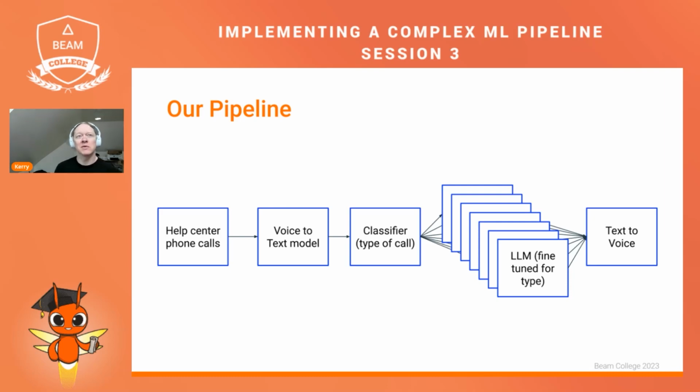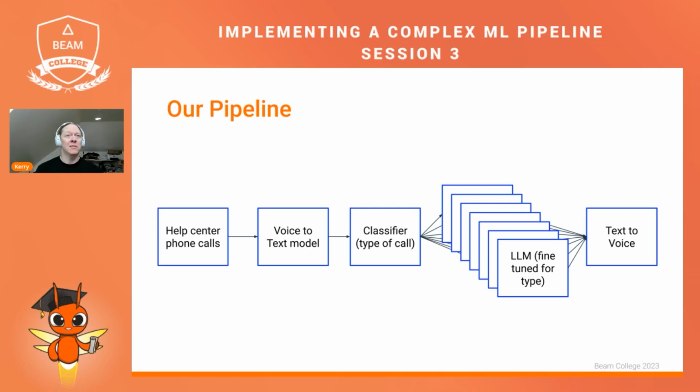And in real life, we would use an LLM fine-tuned for that particular use case. For this example, we're going to use probably a variety of LLMs that are not actually fine-tuned, but that's what we would do in real life. Then we'll take the output of those LLMs, turn it back into voice. So we'll use a text-to-speech model here.